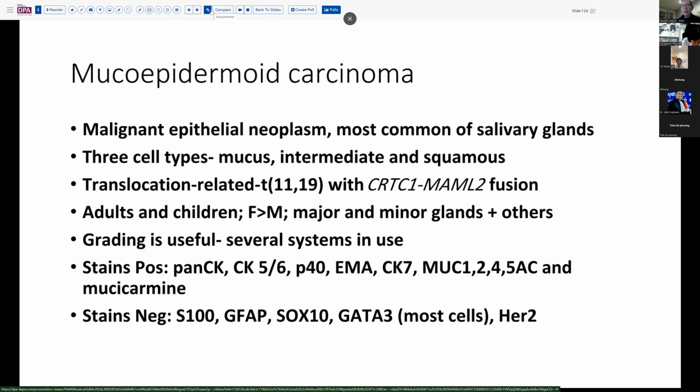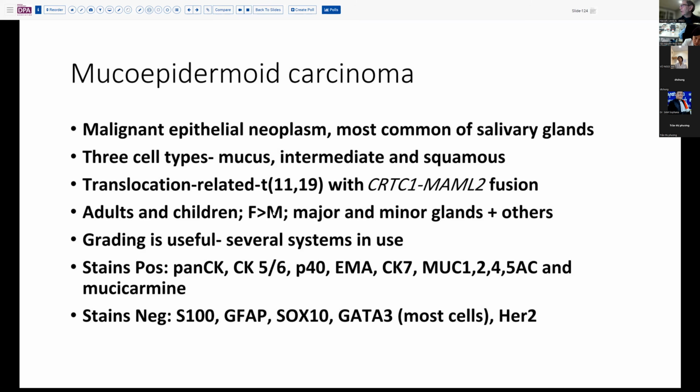So as I did last time, I'll certainly post the links to these slides so you can study them in detail on your own. So mucoepidermoid carcinoma, something that I'm sure all of you have seen at one point or another. The most frequent epithelial malignant neoplasm in the salivary glands. And it is generally considered to have three cell types: the mucous cells, the indeterminate or intermediate cells, and some squamous elements.